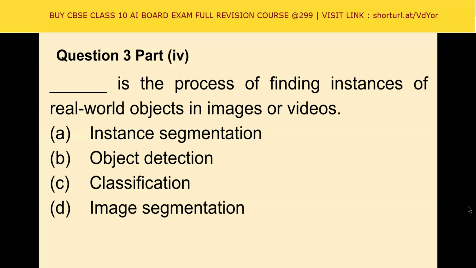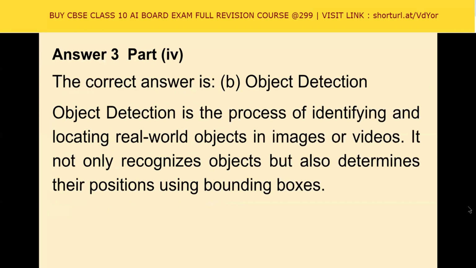These are not the correct answers here. Instance segmentation is basically finding each object in an image when multiple objects of the same type are present. So how to find them? Okay, so this comes under image segmentation. So here the correct answer is object detection. Basically, we need to know what object detection is.